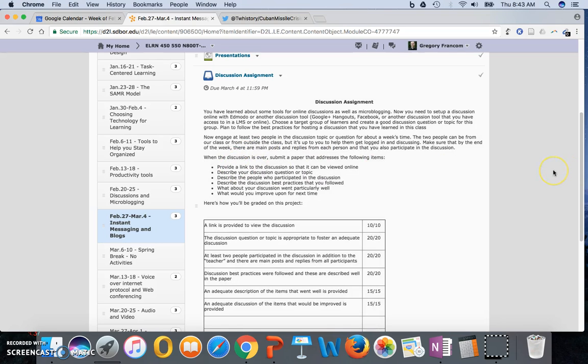There are main posts and replies from each person, so you need to make sure that by the end there are those, and that you also participate in the discussion. And then you're just going to have a paper that you submit to me that includes these items. Provide the link to the discussion so that it can be viewed online. Describe your discussion question or topic. Describe the people who participated in the discussion, and it could be students from this class. It could be your own students if you're a teacher, or it could be friends of yours. Describe the discussion best practices that you followed.